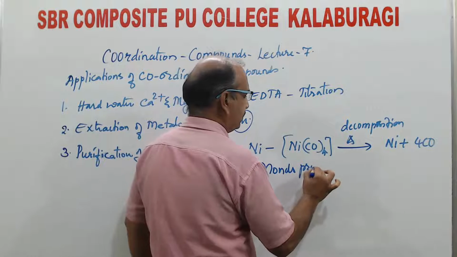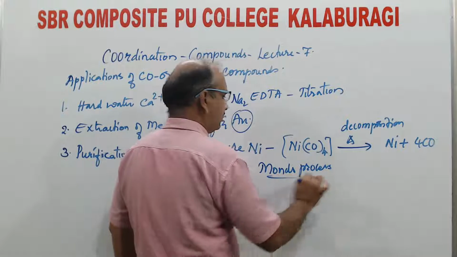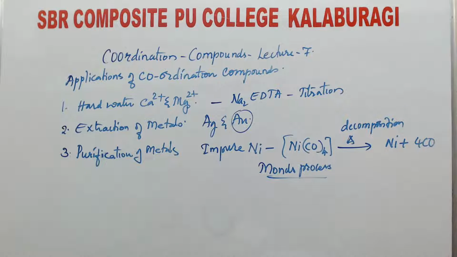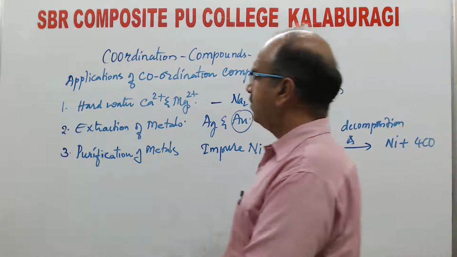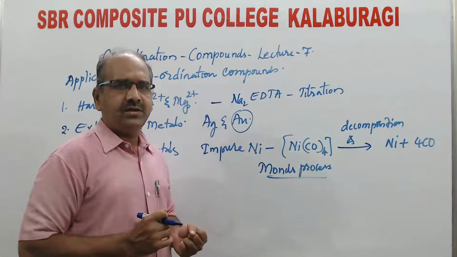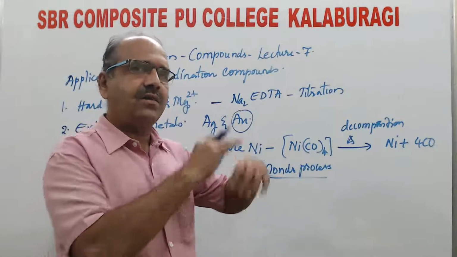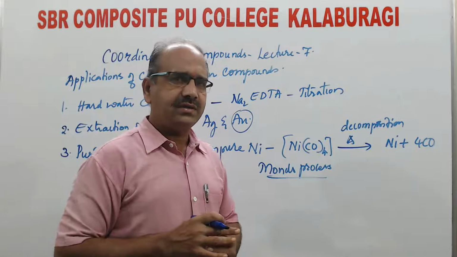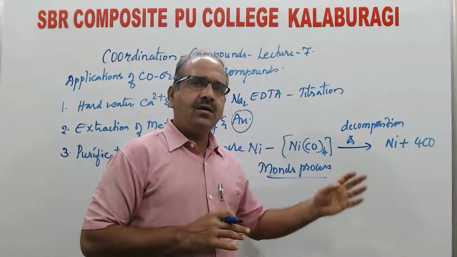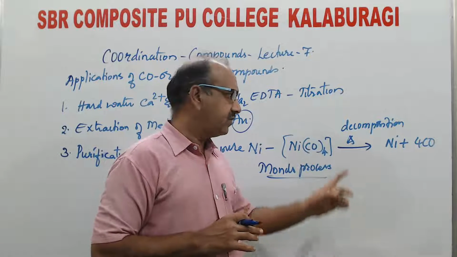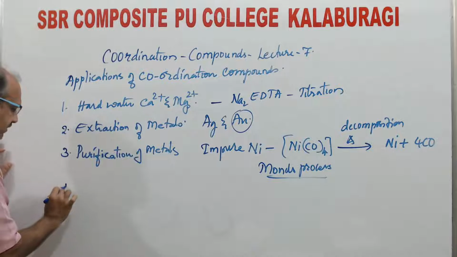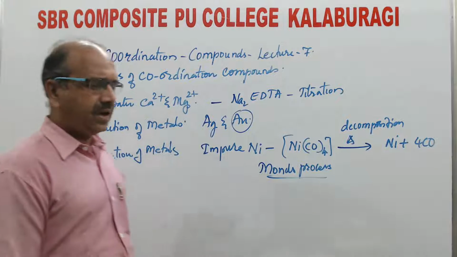You'll find it in the books, the NCERT book, metallurgy topic. Mond's process of purification of nickel. Here, carbon monoxide is used as a complexing agent in order to separate the nickel from the other impurities present. Later, that nickel tetracarbonyl is taken for decomposition. So you get nickel and carbon monoxide. Carbon monoxide is a gas, it escapes out.